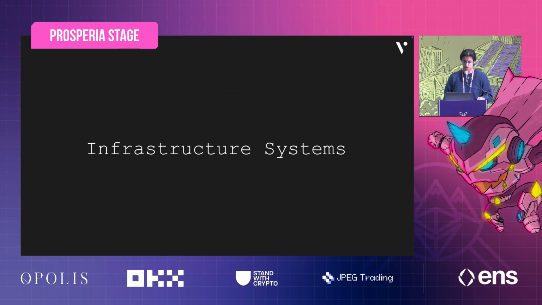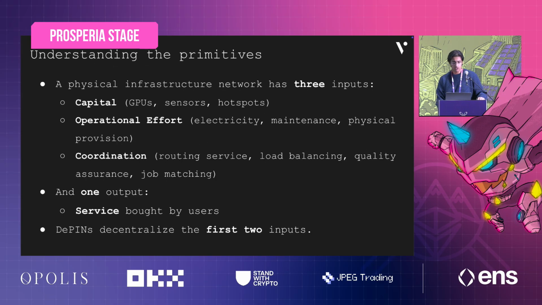Okay, so let's talk about infrastructure systems. This is my framework to think about the primitives of an infrastructure system. I think there's three inputs: capital, which is like the GPUs, the sensors, whatever the infrastructure is, those nodes. Operational effort, so that's maintenance, provisioning those nodes, electricity, the inputs to run those nodes. And then coordination, so like routing, load balancing, quality management, pricing, all those things are the coordination layer. And obviously it all goes towards one output, which is service bought by users.